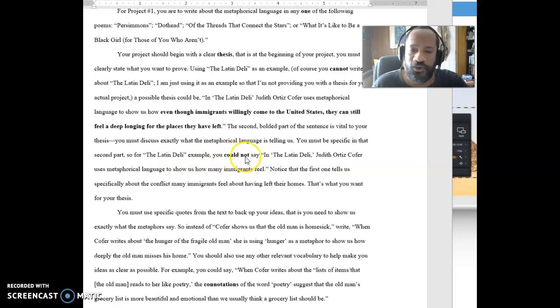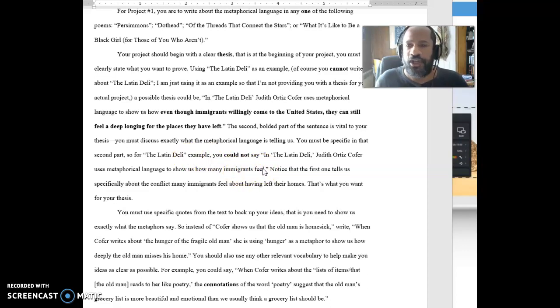So for the Latin deli, you could not say, in the Latin deli, Judith Ortiz Cofer uses metaphorical language to show us how immigrants feel, right? How do they feel? You have to tell us, right? So see how this is not sufficient, right? This is a bad example. And so make sure you're not doing that.